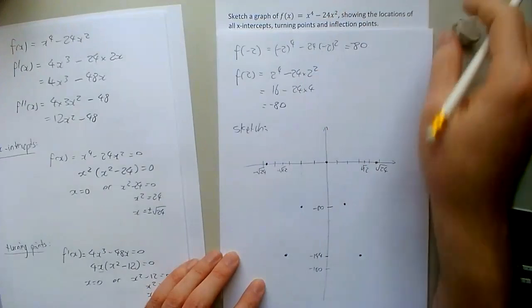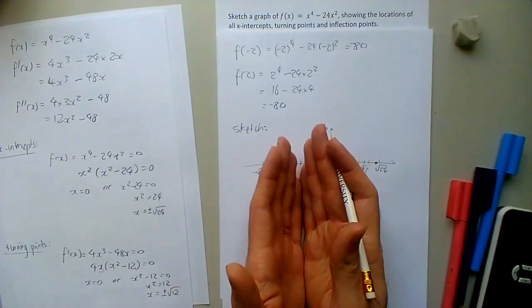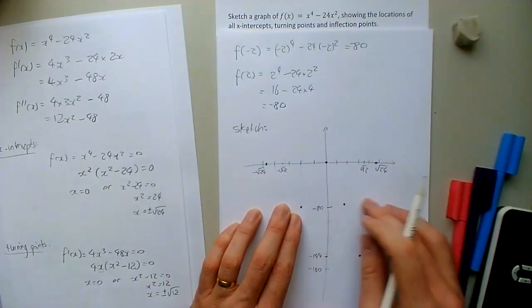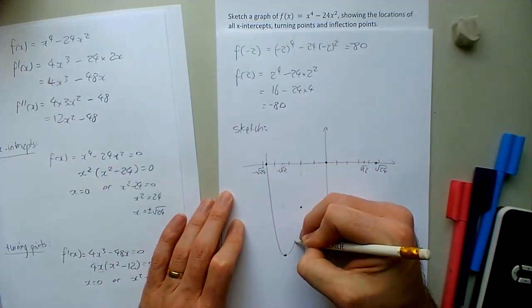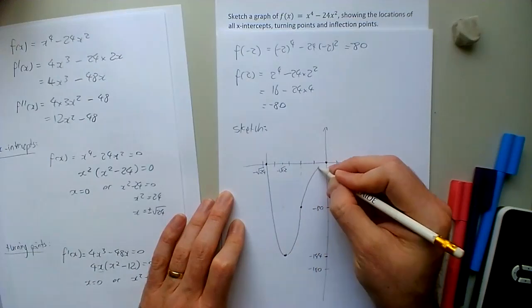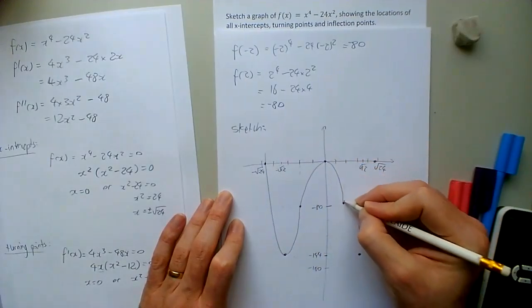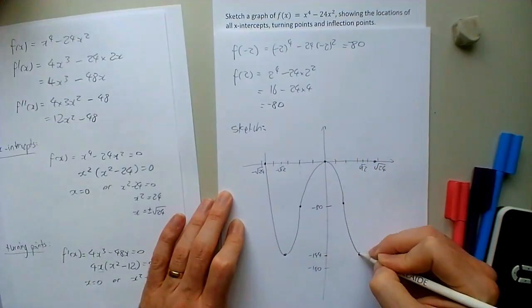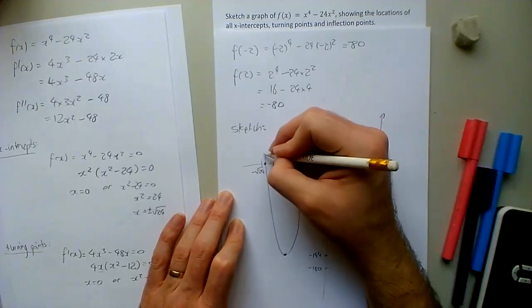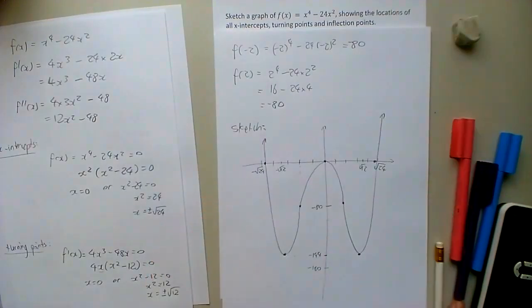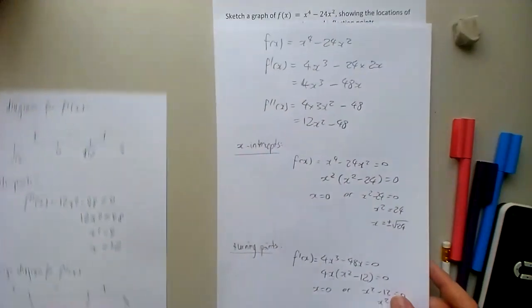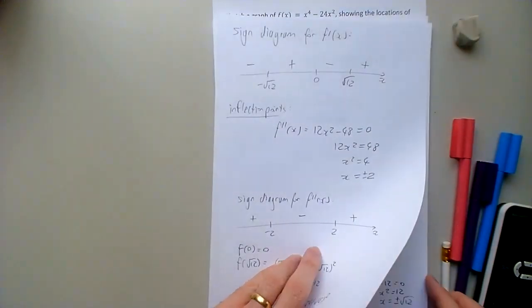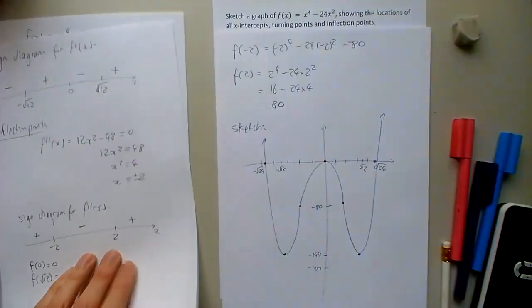Okay, and so it's concave up here, and concave down here, and concave up here, and then decreasing, increasing, increasing, decreasing, decreasing, increasing, like that. Cool, and that's my sketch. I've got all the information together, and that's the sketch.